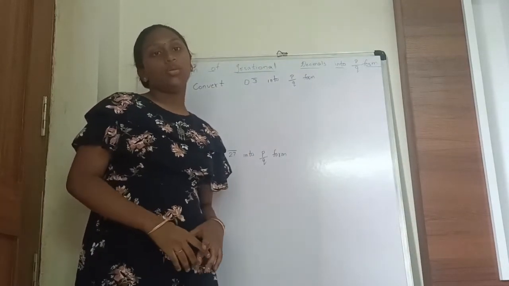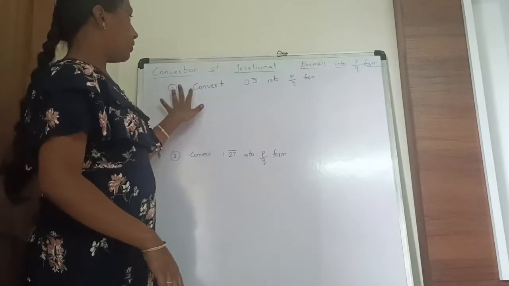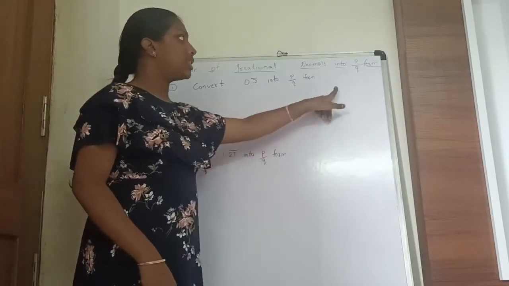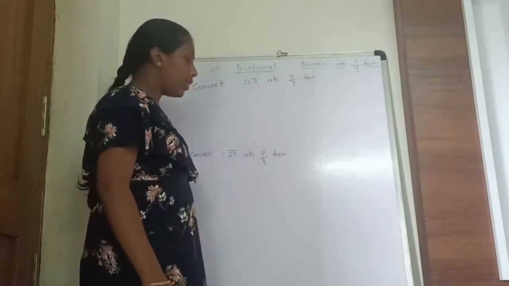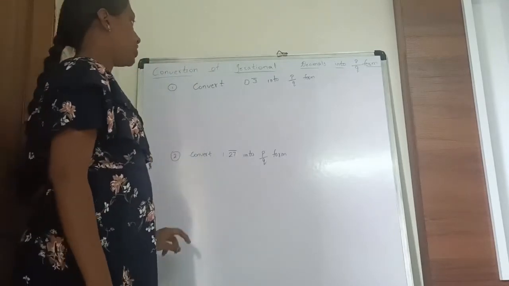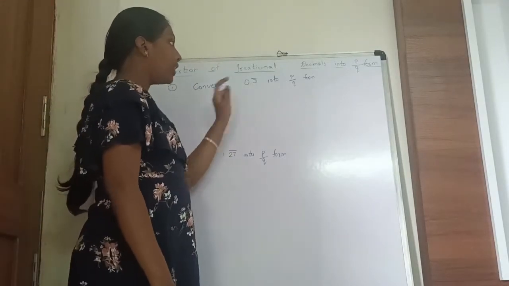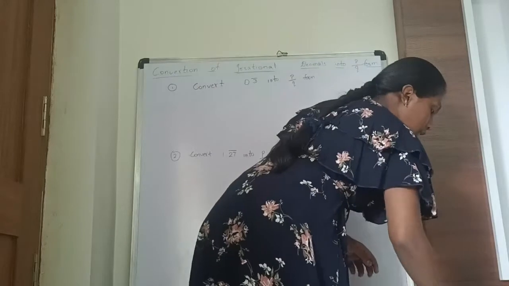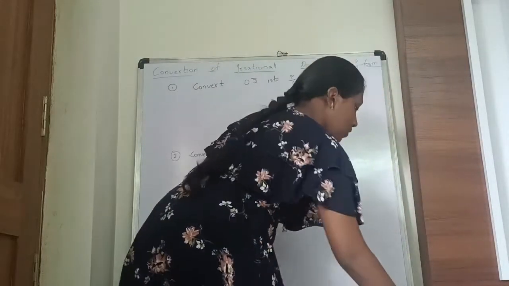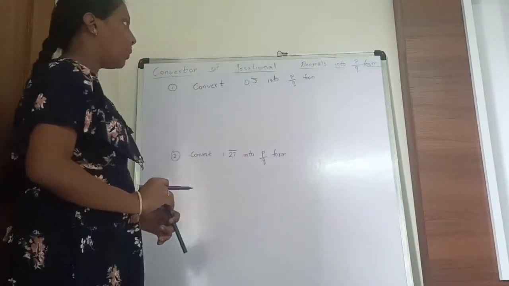So today I'm going to be showing you how to convert recurring decimals into p by q form. So let's start. The first question is: convert 0.3 bar into p by q form.